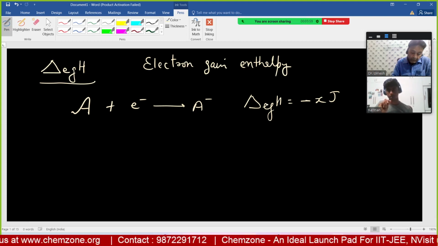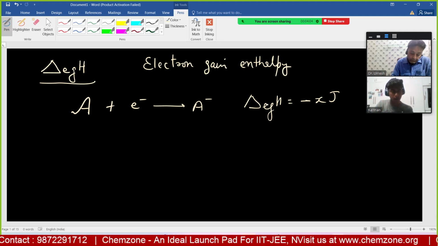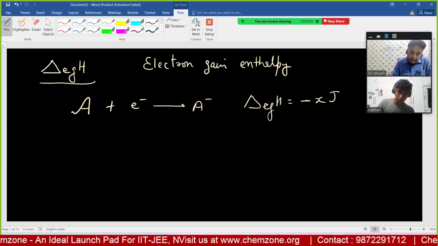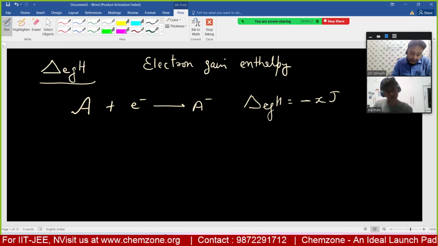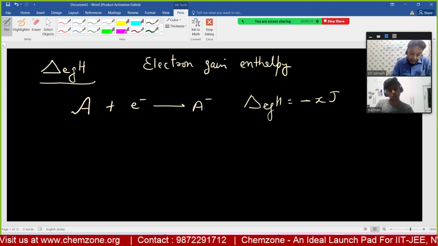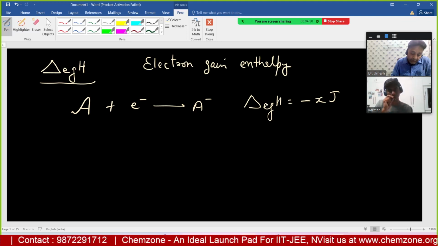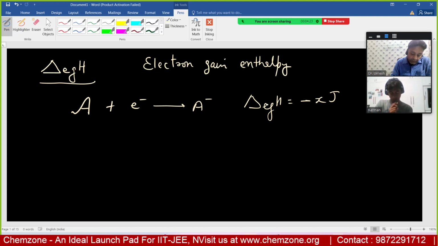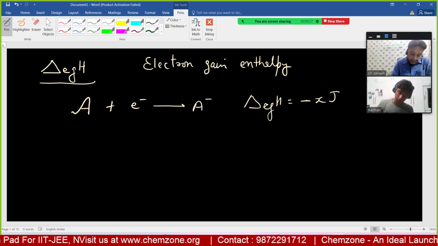Right. So that amount of energy that is released is called electron gain enthalpy. What is electron gain enthalpy? It is the amount of energy released when an electron is added to an isolated gaseous atom.